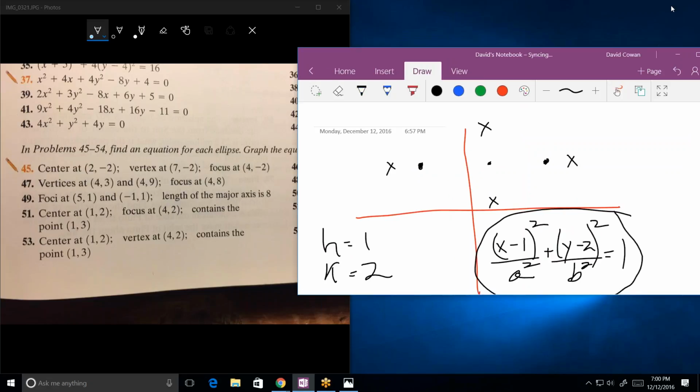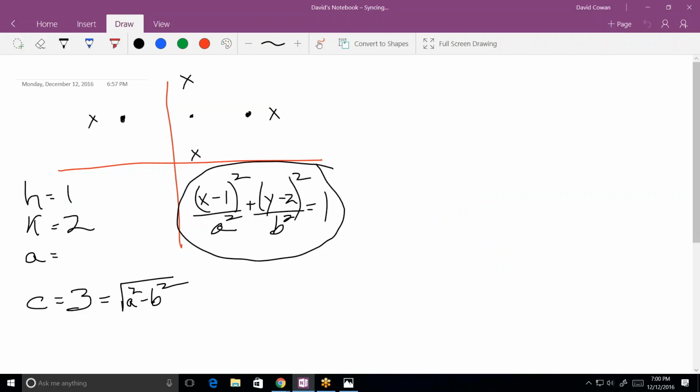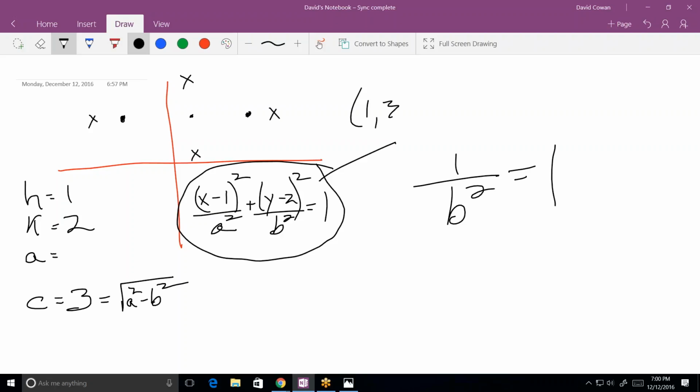The point that it contains is 1, 3. So I'm going to plug that into there. Oh, that's going to actually help quite a bit. 1, 3 makes this term go away. So you end up with 3 minus 2 squared, so 1 over b squared equals 1. You see how I got that? By plugging in the point 1, 3 for x and y? Well, that's good. That means b is 1. Yeah, because 1 over 1 is 1.